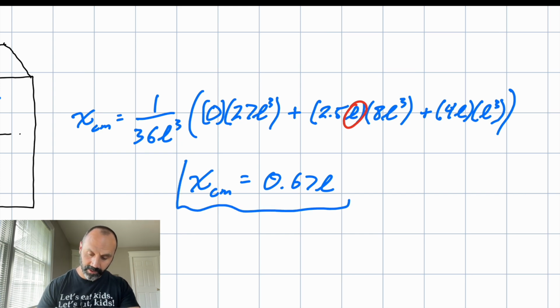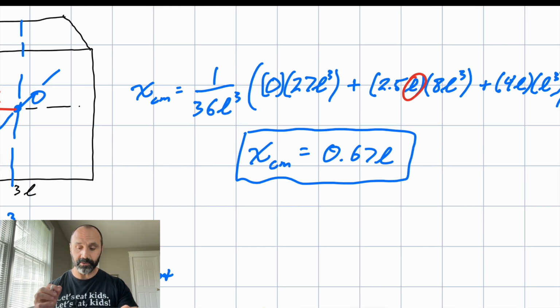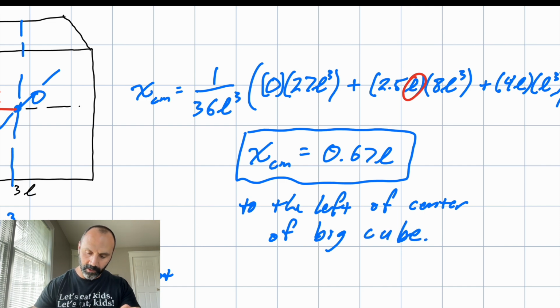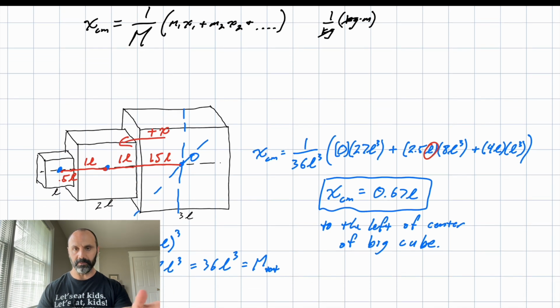But we have to realize that this is a coordinate, and this coordinate is to the left of the center of the big cube. And if you want to find the center of mass in relation to any other part, you're just doing a little bit of quick arithmetic to figure out how far it is from any other location. But again, because I chose the origin as the center of the big cube, that's what this means. So the center of mass is 0.67 L to the left of the center of the big cube.